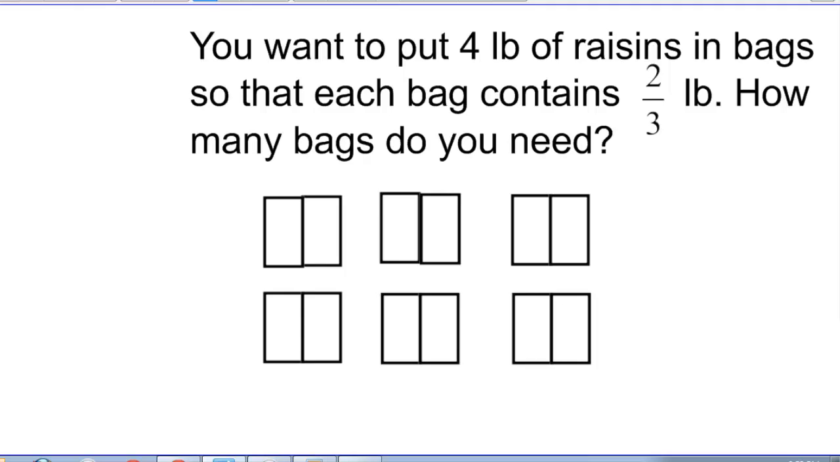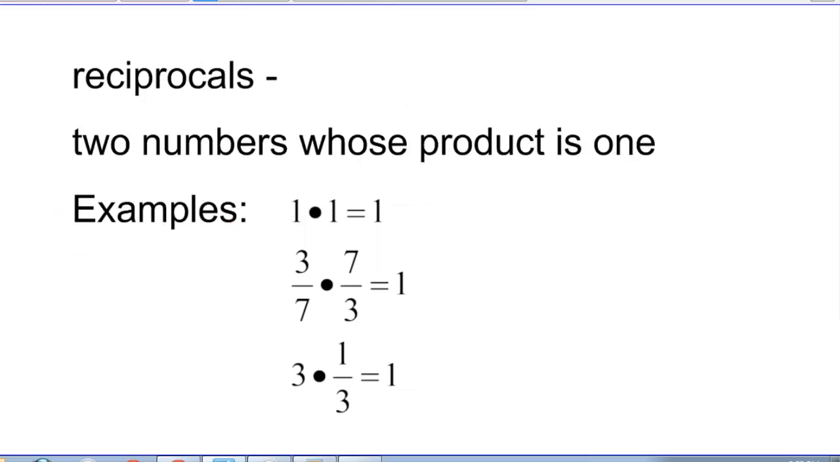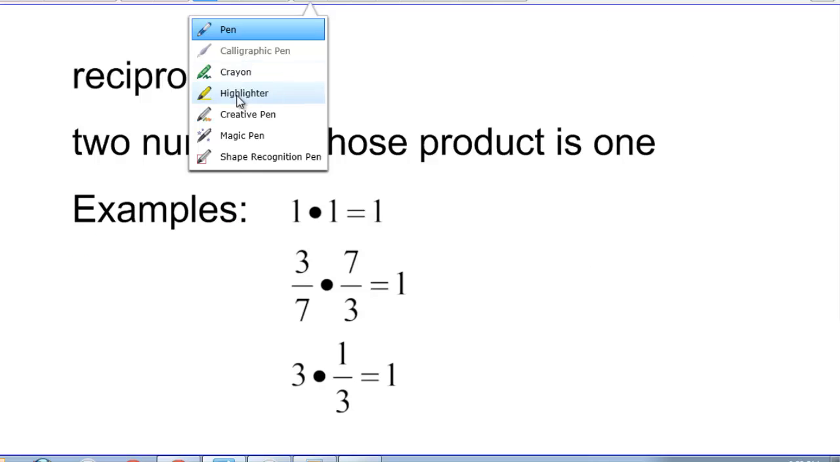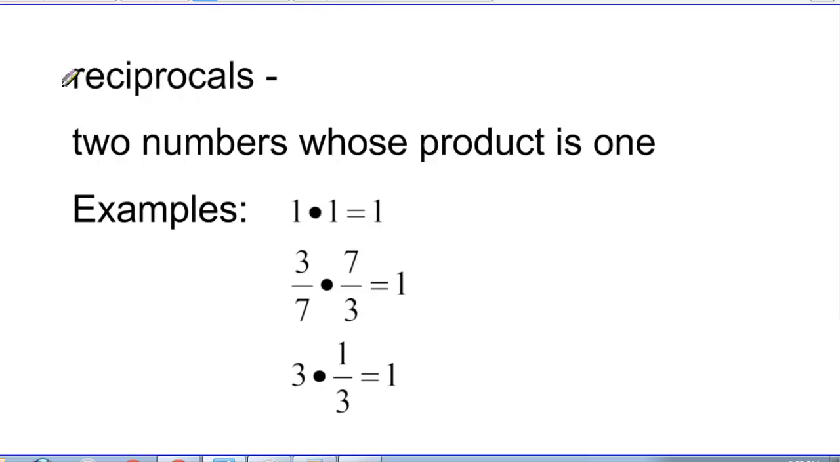We're doing 4 divided by 2/3, and we ended up with 6. So we want to think about why that would be, and what procedure we can use to actually get that every time we divide. In order to do fraction or mixed number division, what we want to know about is something called a reciprocal. And reciprocals are 2 numbers whose product is 1.